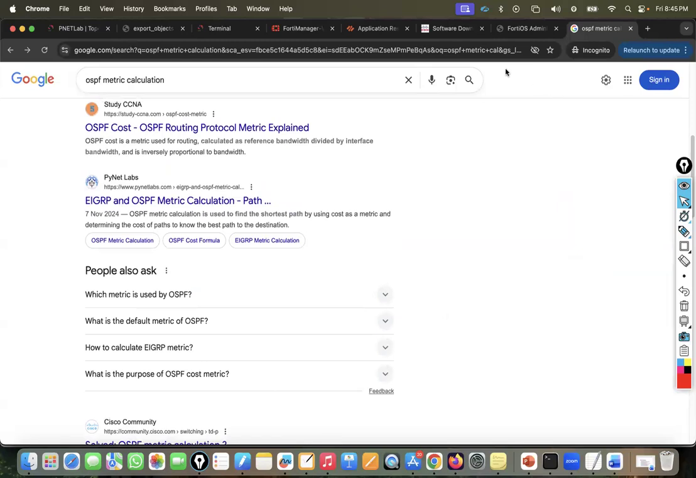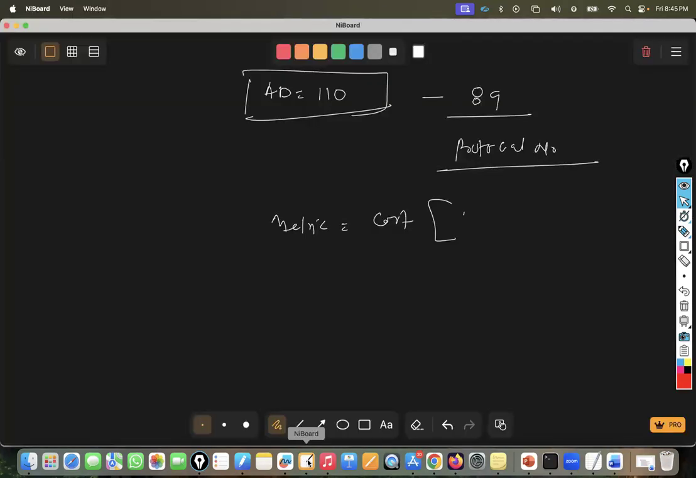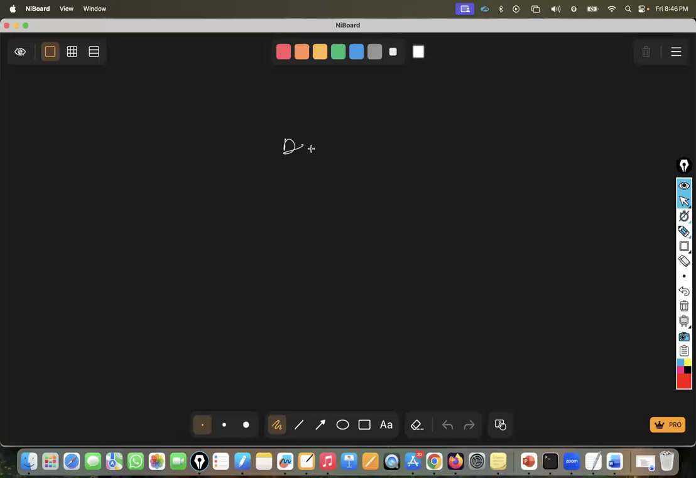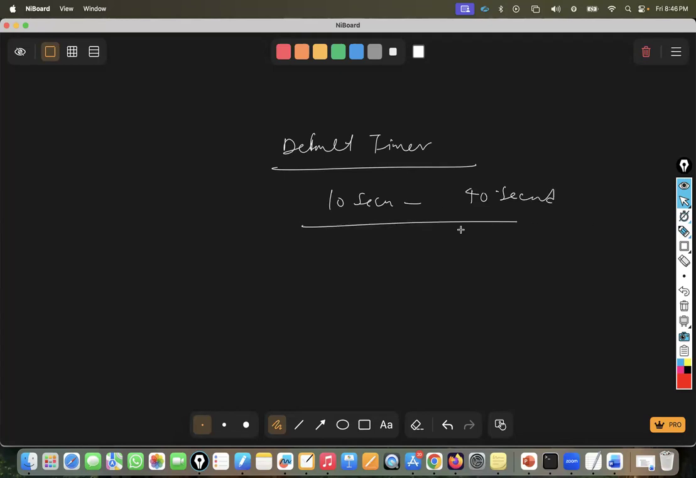Another thing, let me go here. I will just think about the hello and dead intervals. So by default, when we have two network types, one is going to be point to point and the other broadcast network. The default timers are 10 seconds and 40 seconds. That's the default timers for OSPF for any kind of broadcast network.